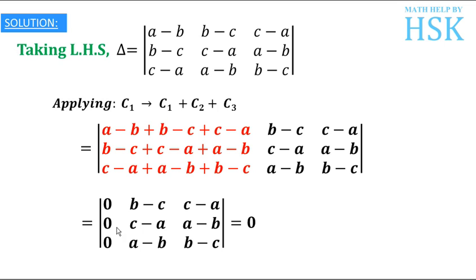So I get a determinant like this, and the other two columns remain as they are. I know that if a determinant has all three elements of a column equal to 0, then the value of that determinant equals 0. Therefore, this determinant would be equal to 0. So this is how we prove this equation.